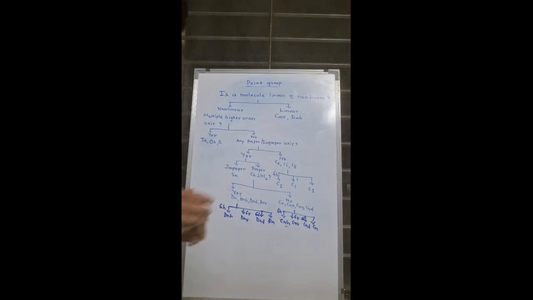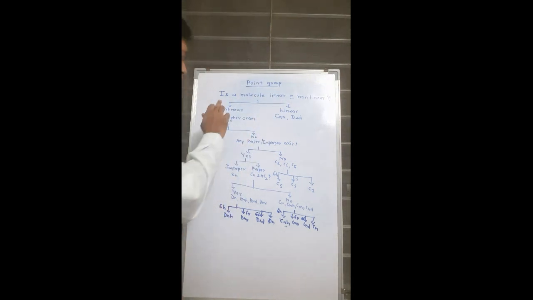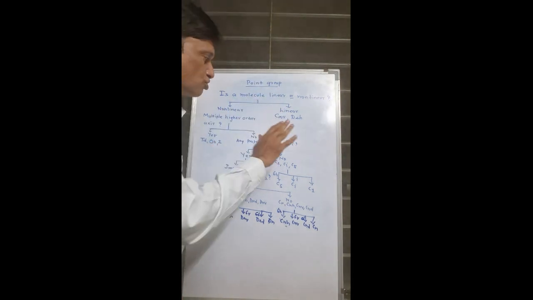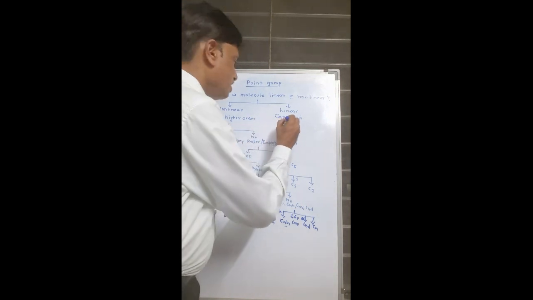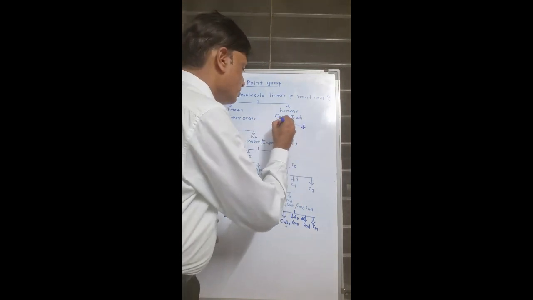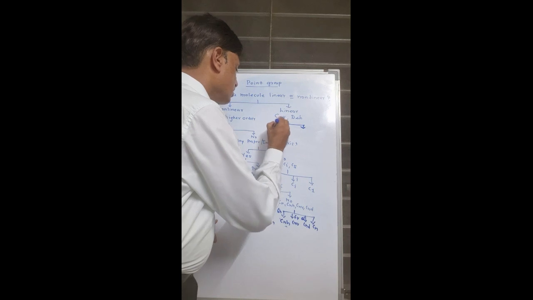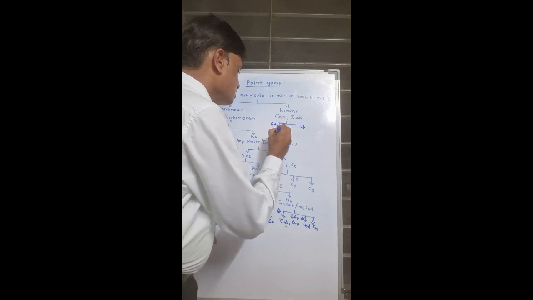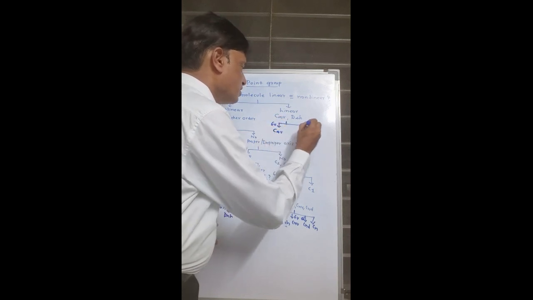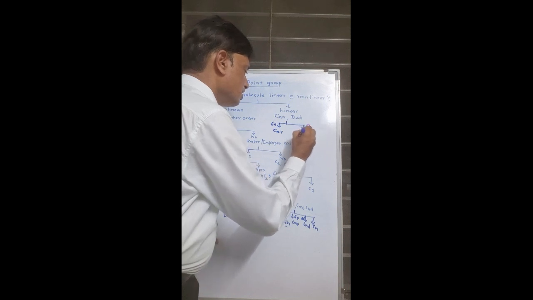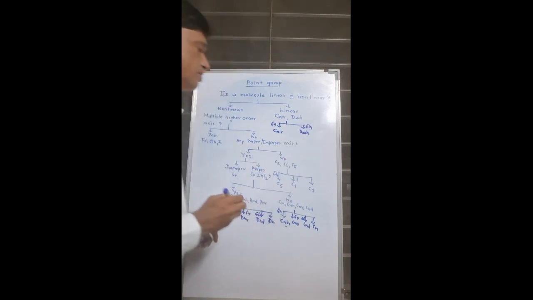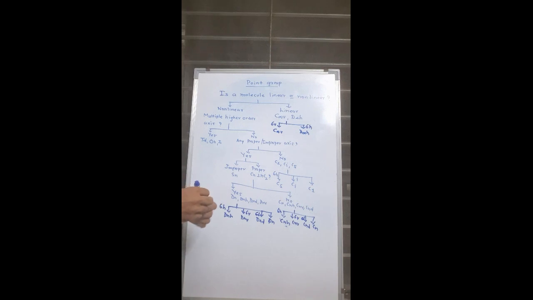So dear participant, first of all, how to assign a point group to the molecule? First of all, we have to make a question: is the molecule linear or non-linear? If it is linear, then there is no problem. C infinite V or D infinite H point group may be present. If sigma v is present, then C infinite V point group may be present. Sigma h is present, then D infinite H point group may be present.